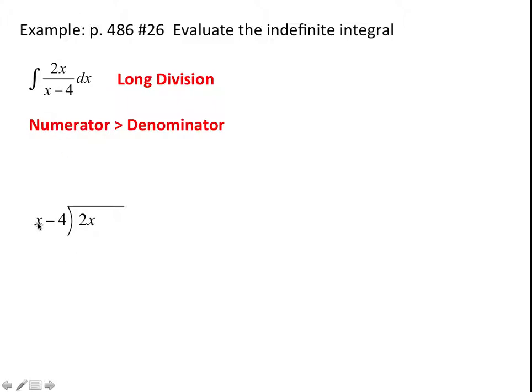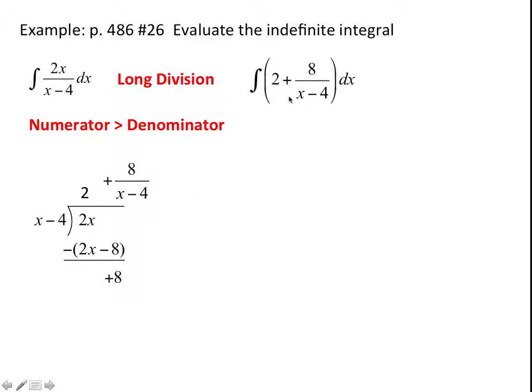So x goes into 2x twice. So we're going to multiply by 2 up here. And then we're going to multiply that through. So that's 2x minus 8. Go ahead and subtract that. 2x minus 2x is 0. 0 minus a negative 8 is positive 8. Our remainder is lower power than our term in the denominator. So the remainder is 8 over x minus 4.